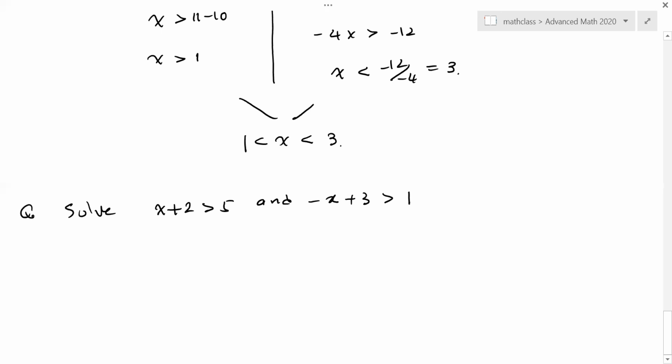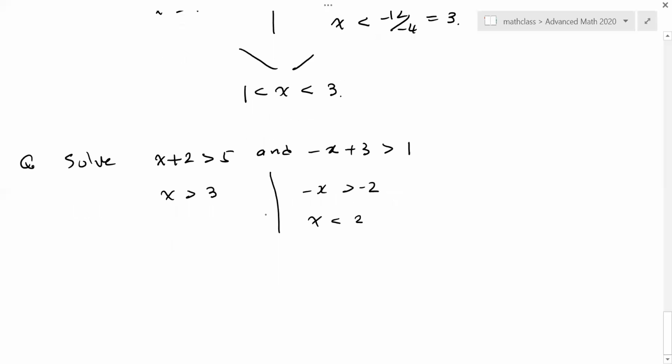All right, anyone have answers? Okay, it says no solution. Okay, so let's do this separately. So x is greater than 5 minus 2, 3. And here, negative x is greater than negative 2. So then x is less than 2.